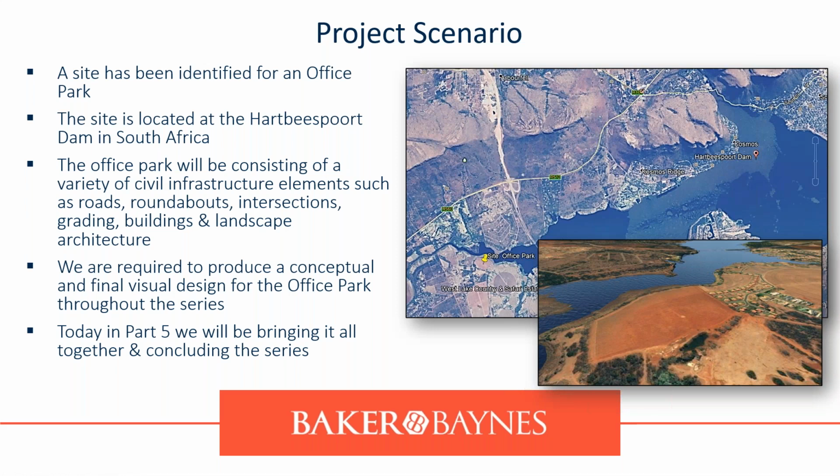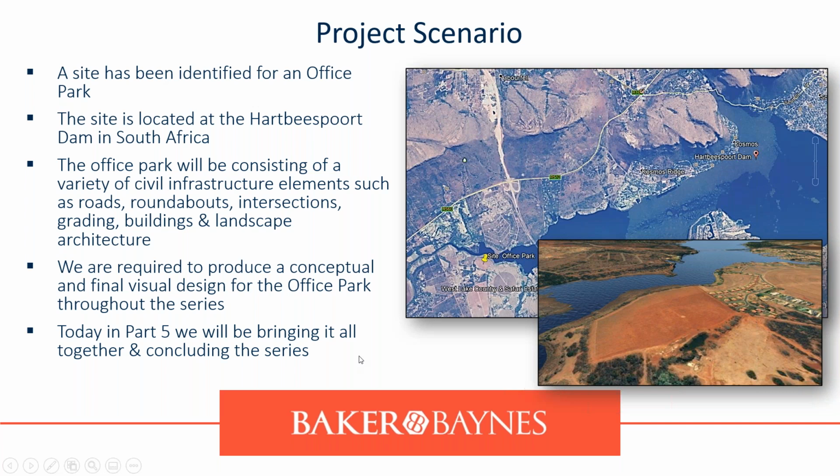So this is where we started. Any civil professional knows that you are given a project brief and you have to design accordingly. We were given an office park that we needed to develop in Hartbeespoort Dam here in South Africa. We had to put in roads, roundabouts, intersections, buildings, and landscape, and make it look as good as possible. We started from zero. What I mean by zero is, if you look at this image here, that is all we were given. This was rendered in Infraworks, which is amazing, and we built up from here.